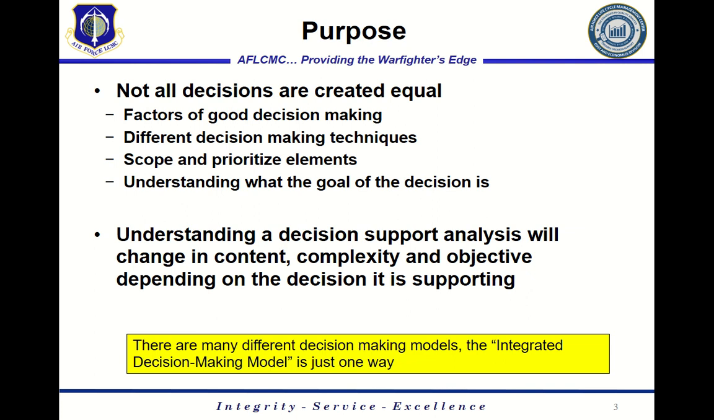So all decisions aren't equal. I think that's pretty obvious to most people, right? So there's factors that go into making a good decision. Obviously, there's different decision techniques. You can direct people to do things. You can have a team build on things. So we'll go through those different ways. Obviously, knowing these things will help you scope and prioritize how much analysis you put into your decision support analysis. And also helping to understand what the goal is will, again, help you scope that decision support analysis when you do have to do one.